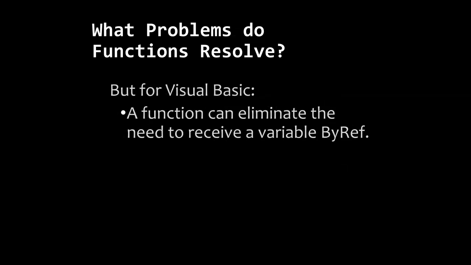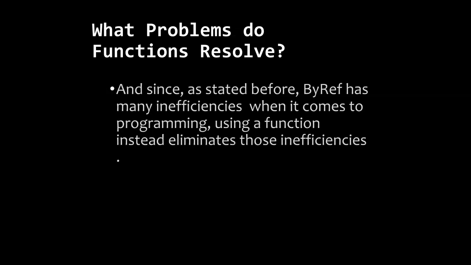So for Visual Basic, the main problem that it's solving is the elimination of the need to receive a variable ByRef. Not that that's a horrible thing, but once again, some languages don't even use ByRef. So it's important that we start learning how to deal with that. And so what we want to do for Visual Basic is eliminate the need to pass things ByRef if not needed, okay? And so that's what we're going to practice here with learning how to do functions.